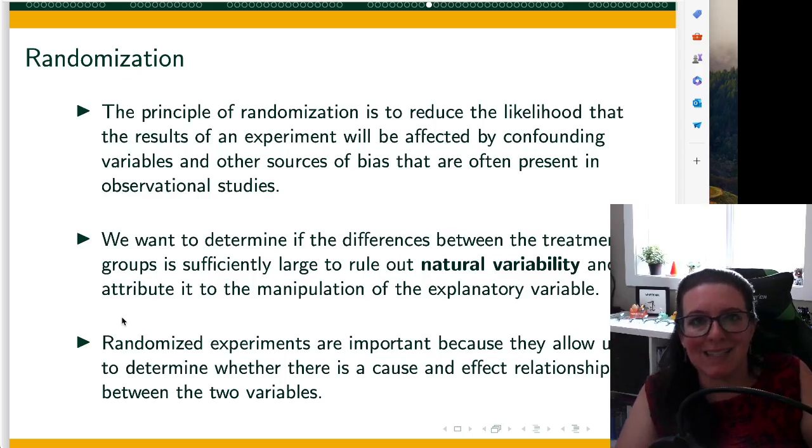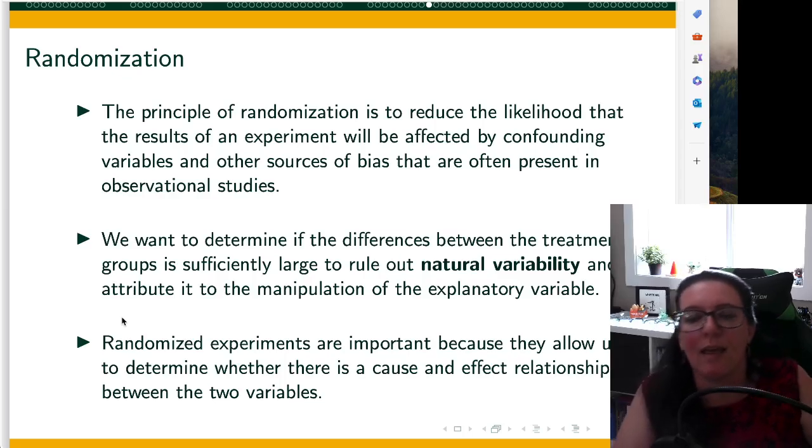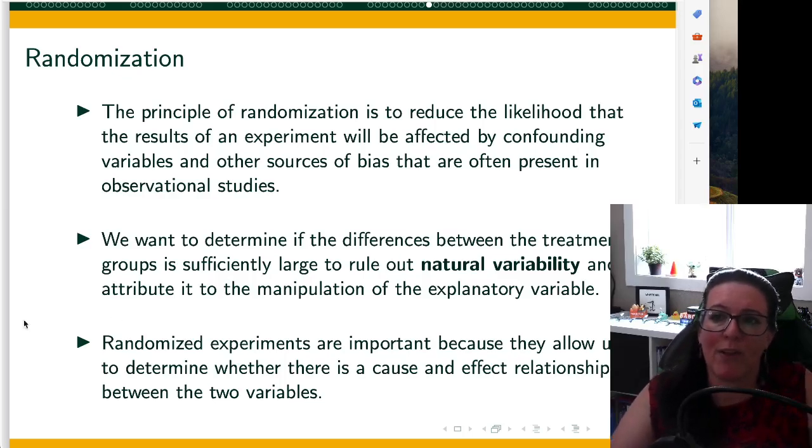So that's where we're going to get into statistical methods in terms of error, type 1, type 2 error, and statistical significance. As we compare those 2 groups, is there a big enough difference that it is statistically significant that we can say that this treatment does have a significant impact on that explanatory variable has a significant impact on the response variable. So randomized experiments are important because they allow us to determine whether there is that cause and effect that we can't get from other types of research design.